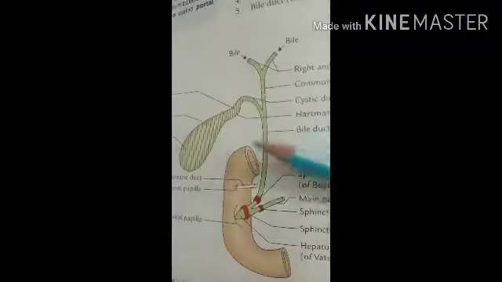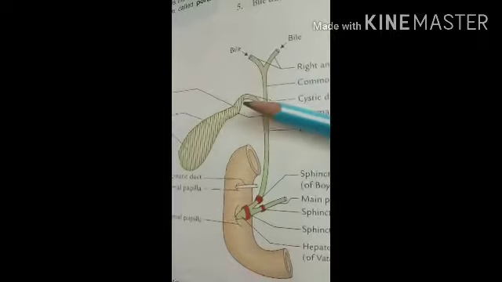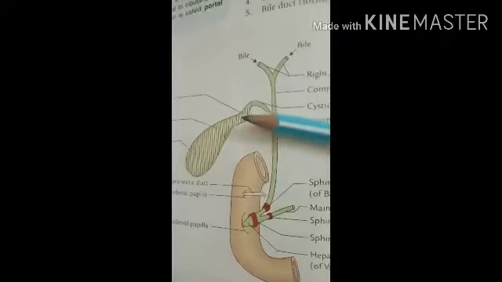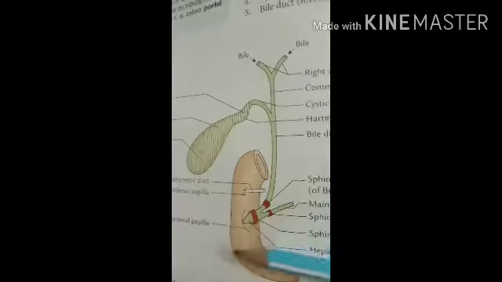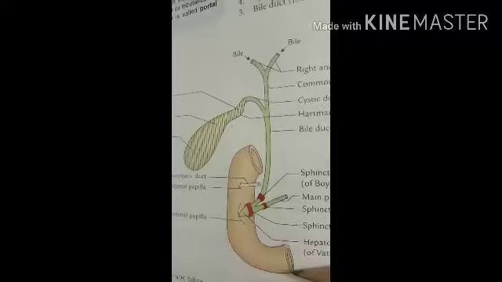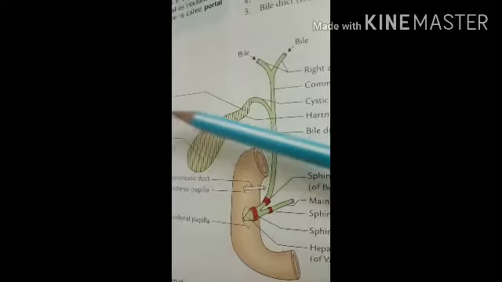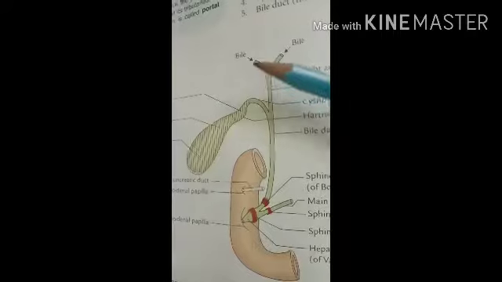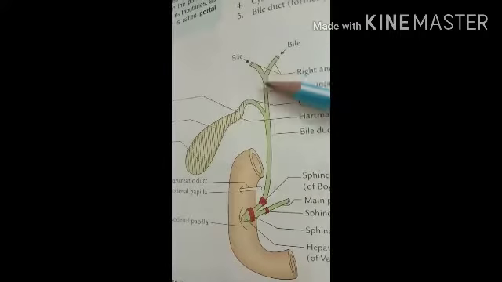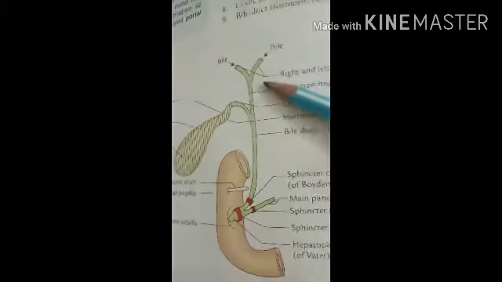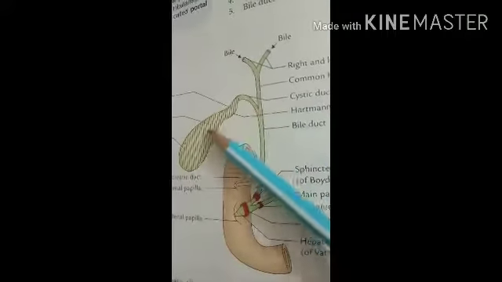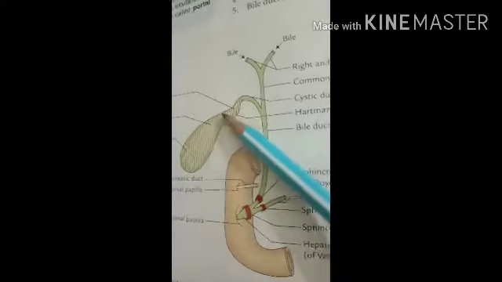The extrabiliary apparatus collects the bile from the liver, stores it in the gallbladder, and transmits it to the second part of the duodenum. Here you can see the duodenum, and the gallbladder is present under the liver. From the liver, two ducts come out, called the right and left hepatic duct. These ducts join to form the common hepatic duct. Here you can see it joins with the cystic duct. Here you can see the gallbladder.